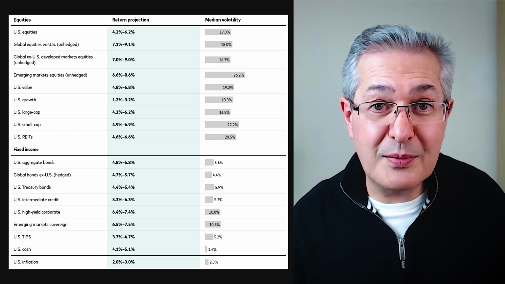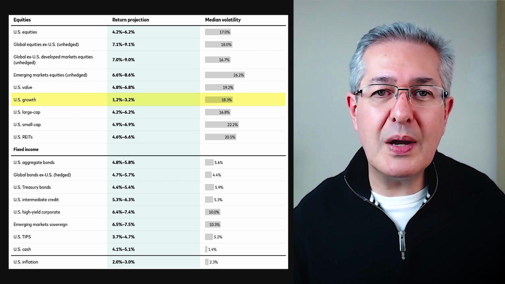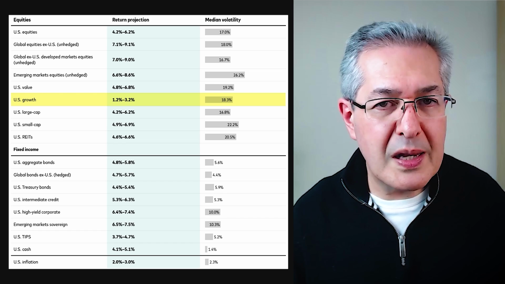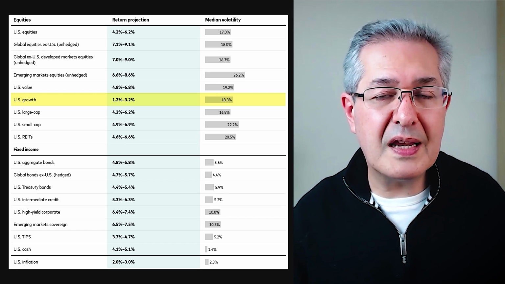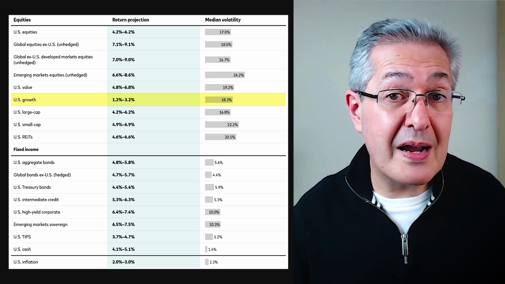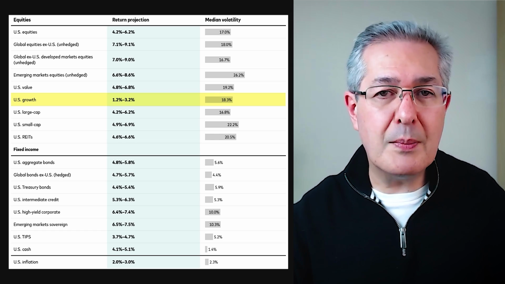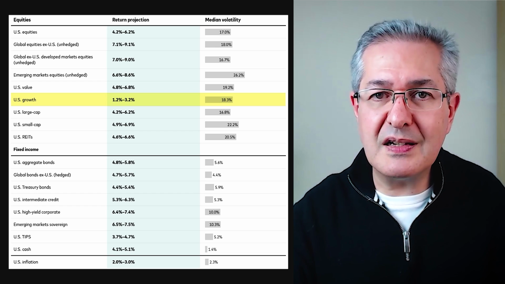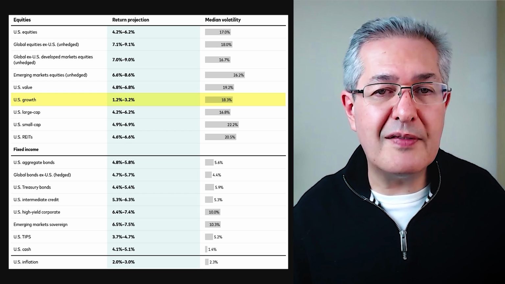Now turning to the US model forecast, what's really interesting is if you look at US growth stocks, they're only expected to return between 1.2 and 3.2% over the next decade. And that's because of their very high valuations. And this is the problem. When you have euphoria, usually what it means is you overpay for a sector or a particular theme. And Vanguard's model simply reflects that overvaluation.